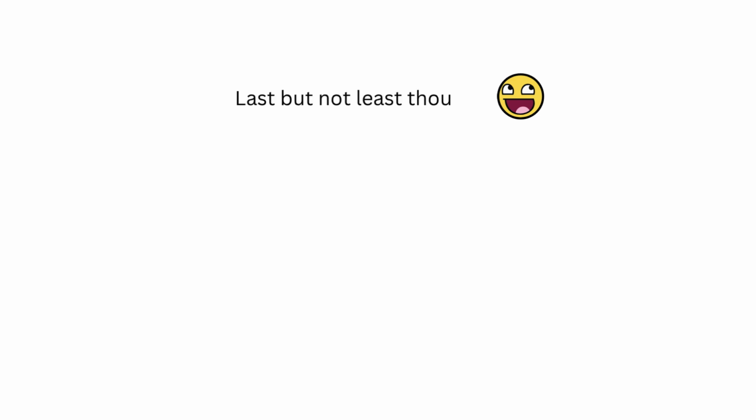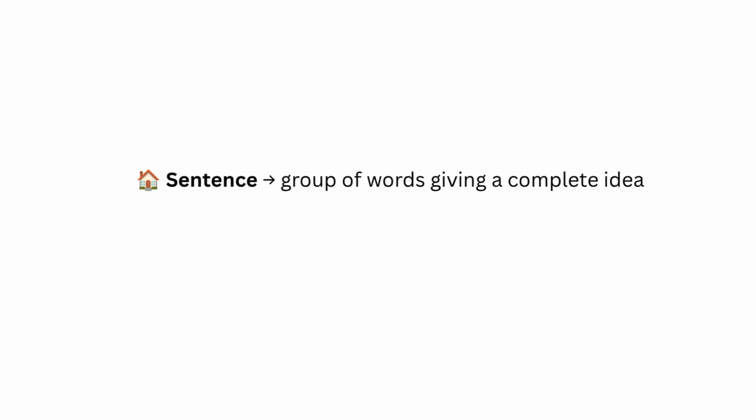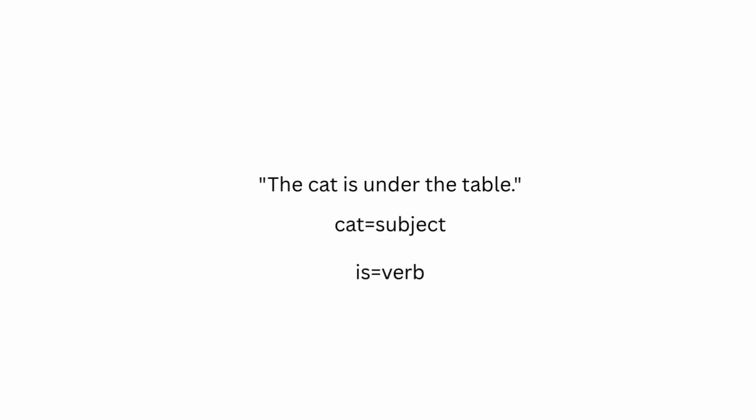Let's move on to our last topic for today, a sentence. A sentence is a group of words that expresses a complete thought. For example, the cat is under the table. Here we also have a subject and a verb, like a clause. So what's the difference? Actually, clauses and phrases join sometimes to make sentences.